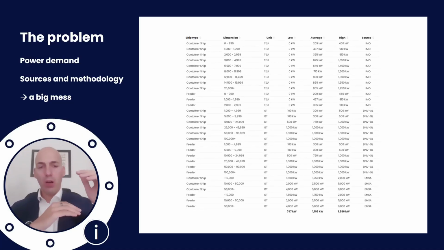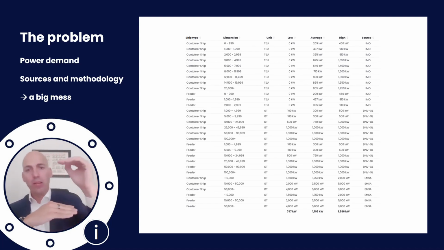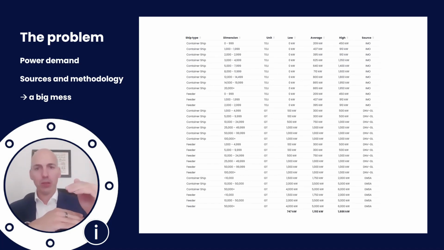First, this is one part of the table that we made that compares container ships and feeders, smaller containers, with different dimensions. So some sources, IMO, use twenty-foot equivalent units, TEU, for dividing the container ships in terms of low, average and high power demands. And then DNV and EMSA do it by GT, so there's already a problem of comparing apples and pears. And then they also have different bands, and I can't be certain that what they call a container ship another class does as well. Typically container ships, by the way, they're okay.